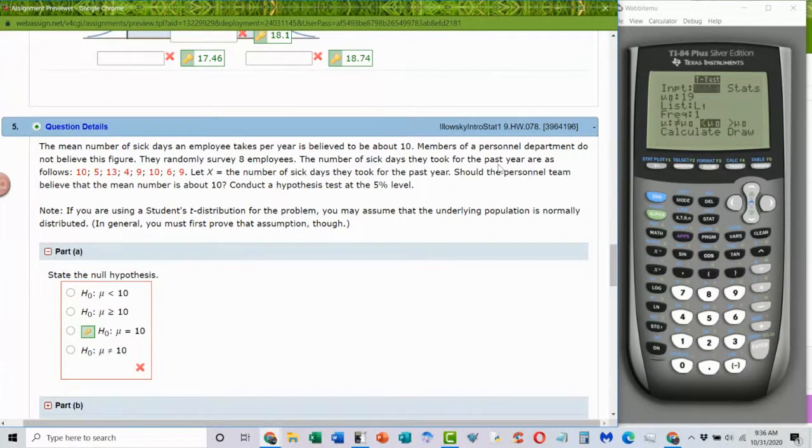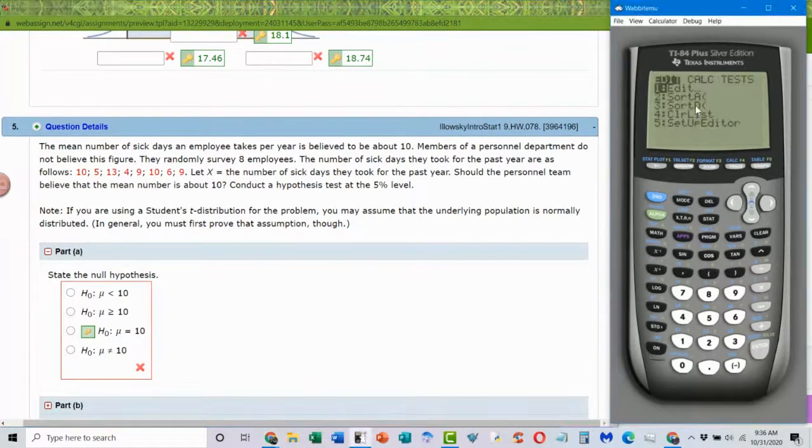The number of sick days they took for the year were as follows: 10, 5, 13, 4, 9, 10, 6, and 9. Okay. So we're going to go to set. We're going to enter this information. Remember, if there's stuff in here, you highlight the list one, clear, enter, it goes away, and then 10, 5, 13, 4, 9, 10, 6, and 9. So I have my data in. X is the number of sick days they took.